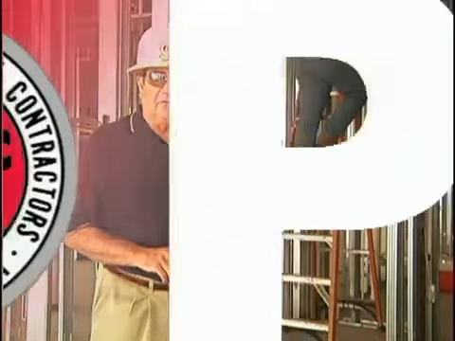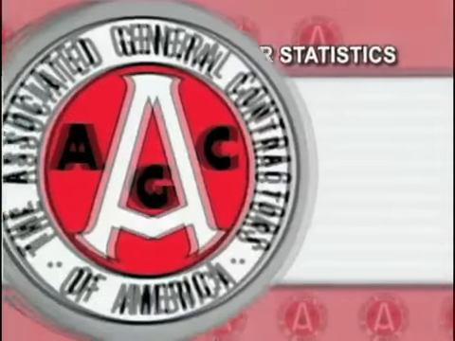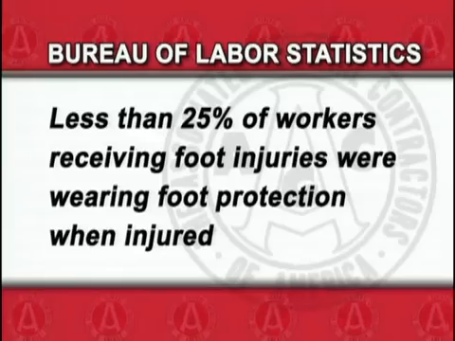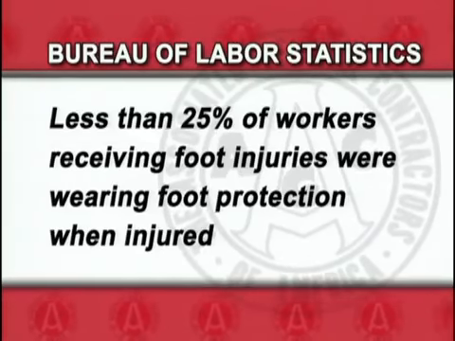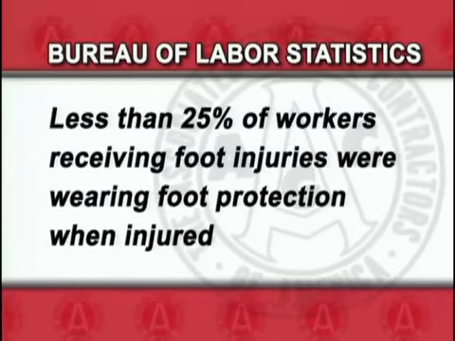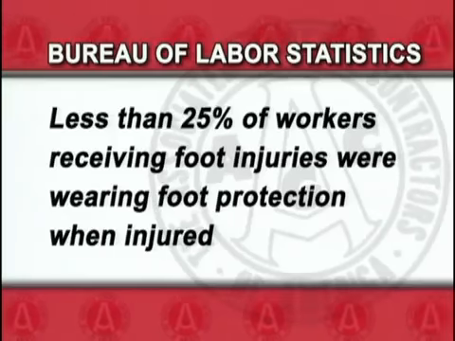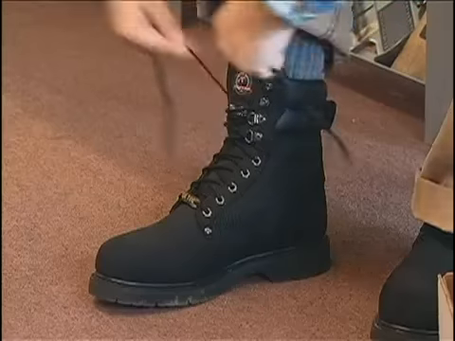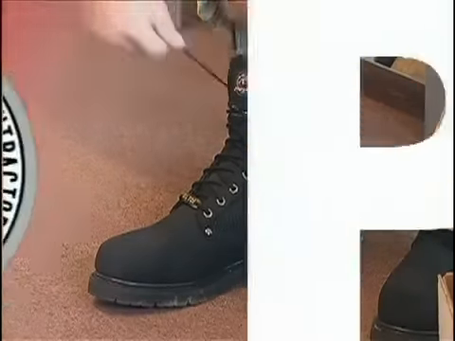Construction workers risk foot injuries from hazards such as falling or rolling objects, sharp objects, wet and slippery surfaces, molten metals, hot surfaces, and electrical hazards. A study by the Bureau of Labor Statistics reported that fewer than 25% of workers receiving foot injuries were wearing safety shoes or boots at the time of the injury. In nearly all of those cases, safety shoes or boots would likely have prevented the injury.